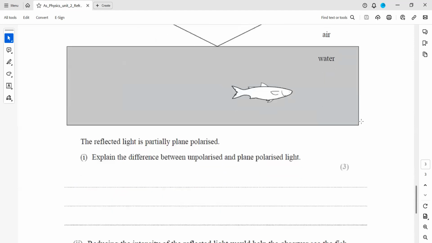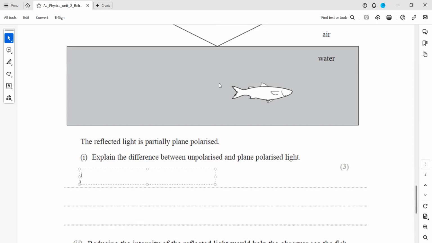So first thing, what is the difference between polarized and unpolarized light? This you have to learn as the standard definition. Unpolarized light has a vibration or oscillation in many planes, and polarized light has a vibration or oscillation in only one plane, and that includes the direction of travel. Remember one thing, if you use the term plane, then you should mention it involves the direction of travel.